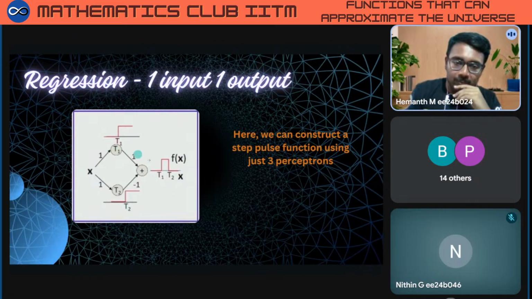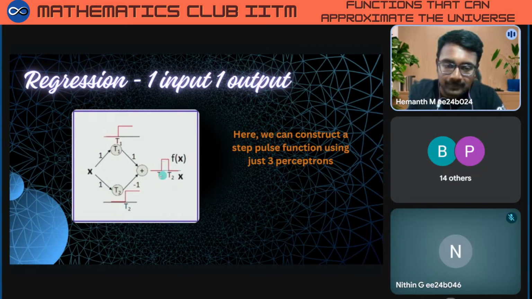Now, one approach would be to take two perceptrons, with the weights being 1 and 1. Say the threshold here is some t1 and here some other t2. What this perceptron learns is this step function. It is called a step function because it looks like a step. This one also learns another step, but with a different threshold. Then you add another perceptron which takes the difference between these two. When you take the difference, you get this pulse kind of function where the output is 1 when you are between t1 and t2 and 0 everywhere else.